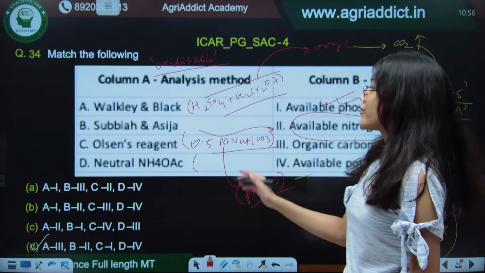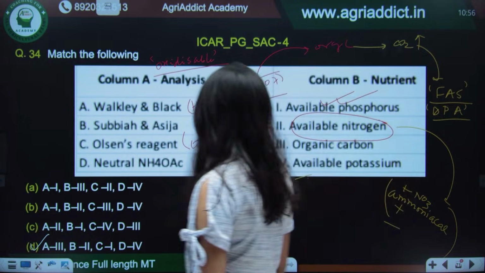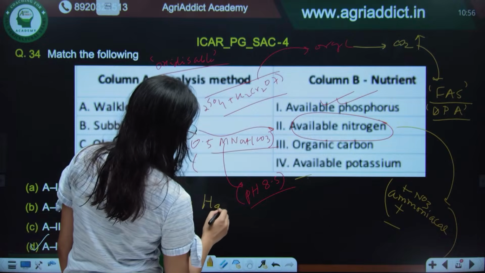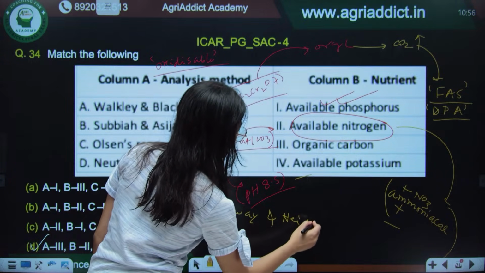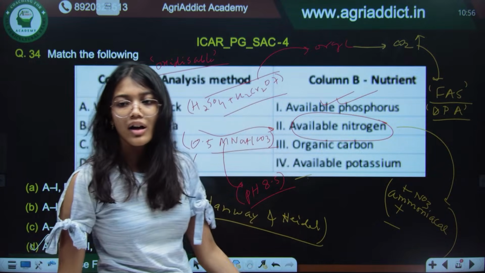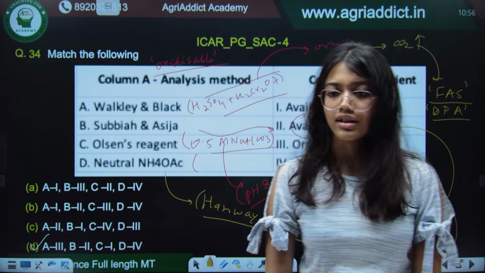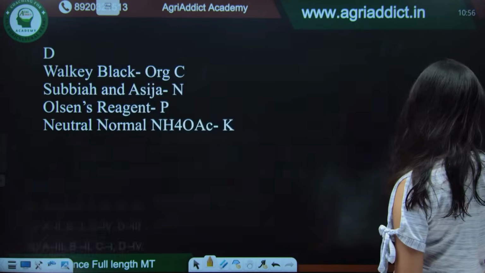And for the neutral normal ammonium acetate, this method was given by Hanway and Heidel. With the help of this method, we measure our available potassium in the soil. Okay, so the correct answer is option number D.